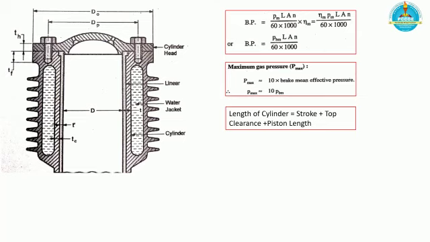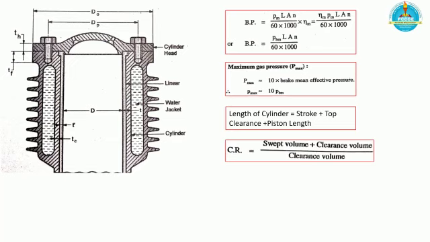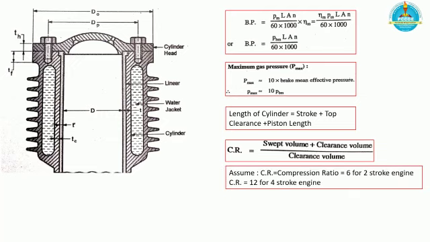After calculating, we will finally calculate the length of the cylinder, which is given by the addition of stroke, top clearance, and piston length. Usually the compression ratio, represented as CR here, is given by the swept volume plus clearance volume upon clearance volume. Usually the compression ratio is assumed as 6 for a 2-stroke engine, and for a 4-stroke engine it is taken as 12. This we need to assume, and it will not be given data.